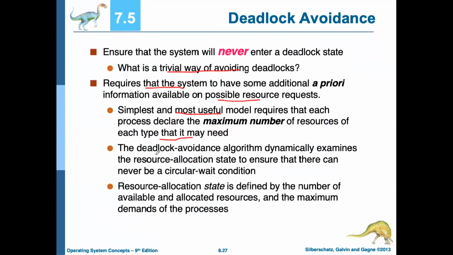And then this algorithm, which is the deadlock avoidance algorithm, dynamically examines the resource allocation state to ensure that there can never be a circular wait condition. So we need some inspection at the beginning. The resource allocation state is defined by the number of available and allocated resources and the maximum demands of the processes. So they need to know that also, to take this into account.